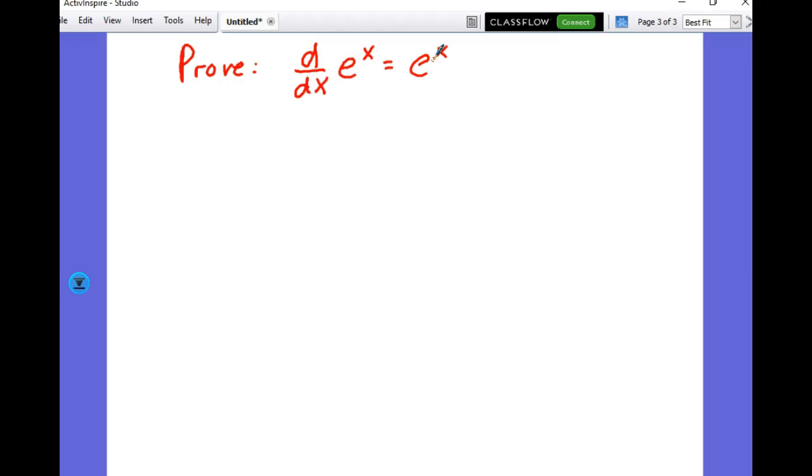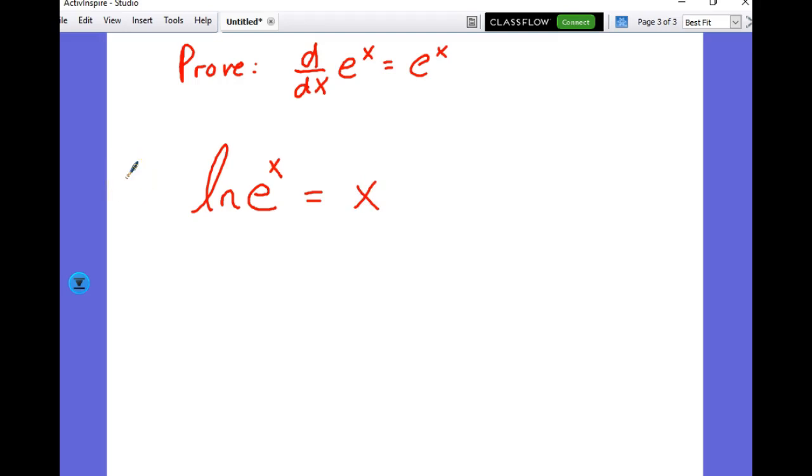Now, the first thing you start off with is a basic log property. I'm not going to call this a background, even though it kind of is, because it's the first step of our proof, and it's just going to be there anyway. The first thing we're going to start off with is the fact that the natural log of e to the x is x. Okay.